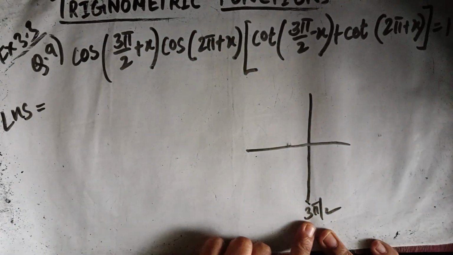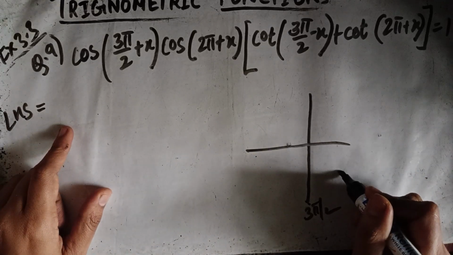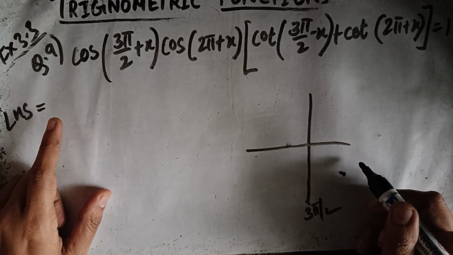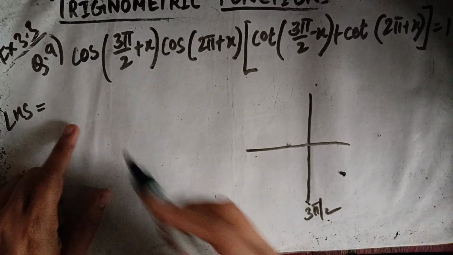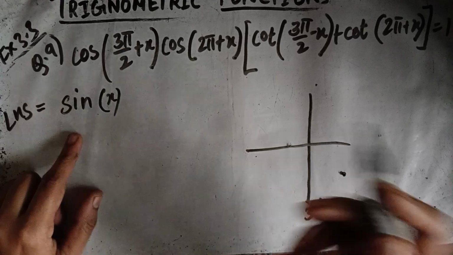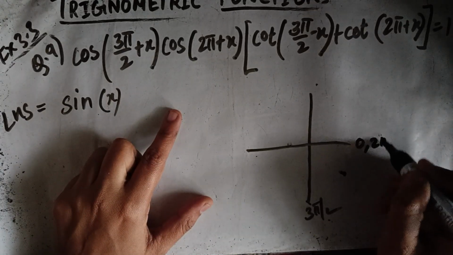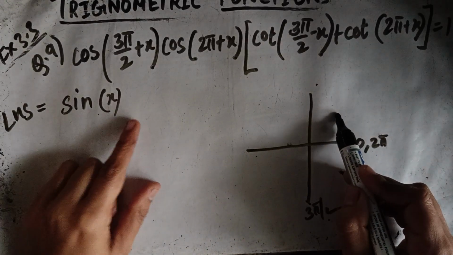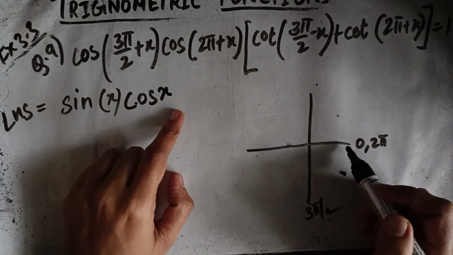So 3 pi by 2 plus x means this falls in the fourth quadrant. In the fourth quadrant, cos and sec are positive. Okay. And for pi by 2 and 3 pi by 2, we do transformation. So this becomes sine of x. Okay. Then 2 pi. 2 pi means 0, after one circle. 2 pi plus x, first quadrant, cos. So cos of x remains same.